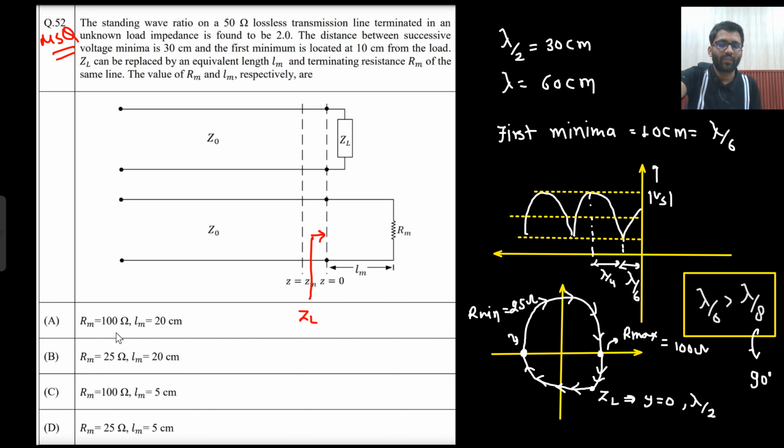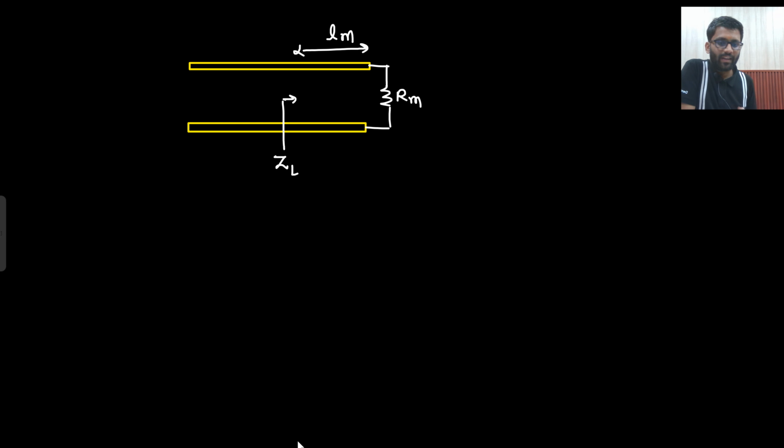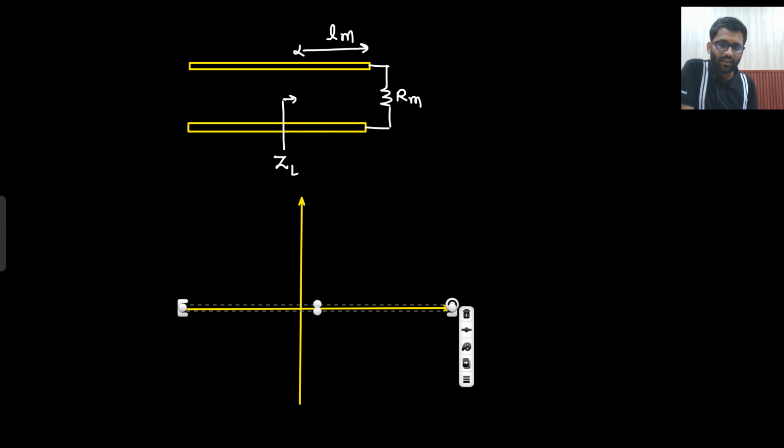And what are the possible values of RM? 25 and 100. That means from 25, if I work for this much distance, then I will reach the ZL point. So if my impedance is 25 ohm, then I need to work for this much distance. And how much is this distance? Can anyone let me know? Certainly anyone can let me know. I will again draw this diagram here, in a clearer manner.